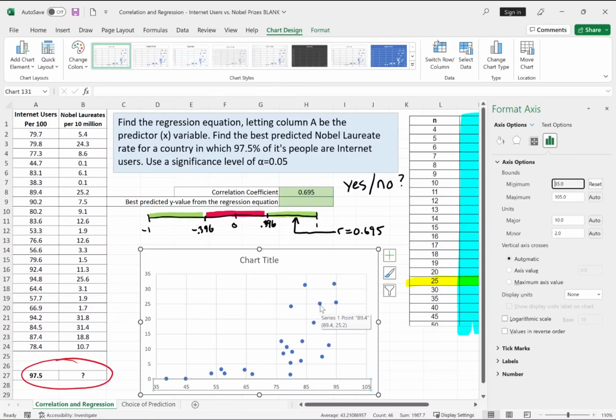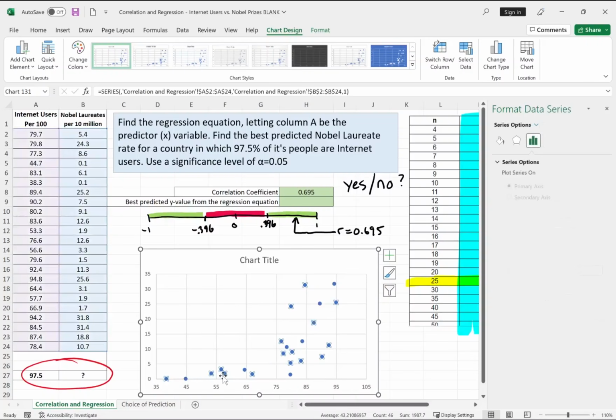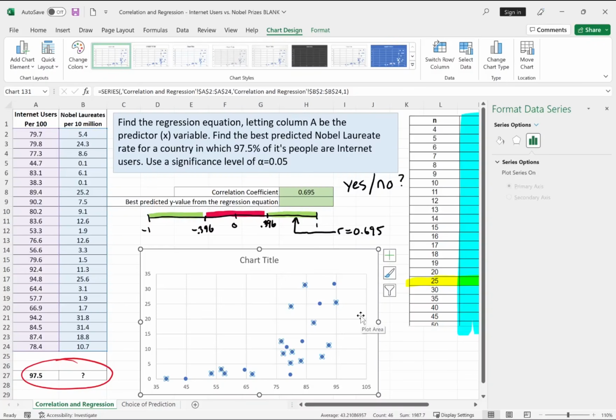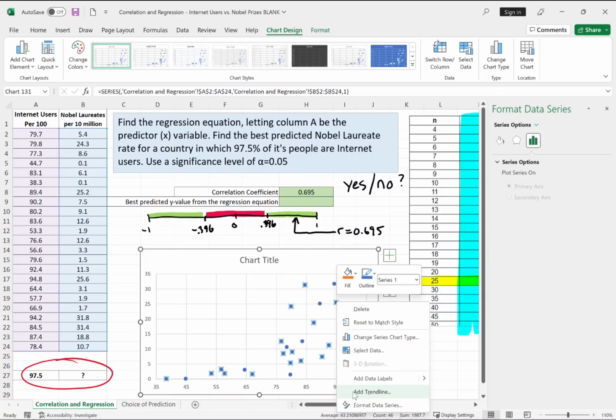So select the graph, which is a scattering of plots of points. So you could click on any point you want. I click on one point, and now you see all these points are highlighted. And now I'll right click. And I want to format the data series. Format means change or add or edit. So format data series. No, actually, sorry. We want to add a trend line first.